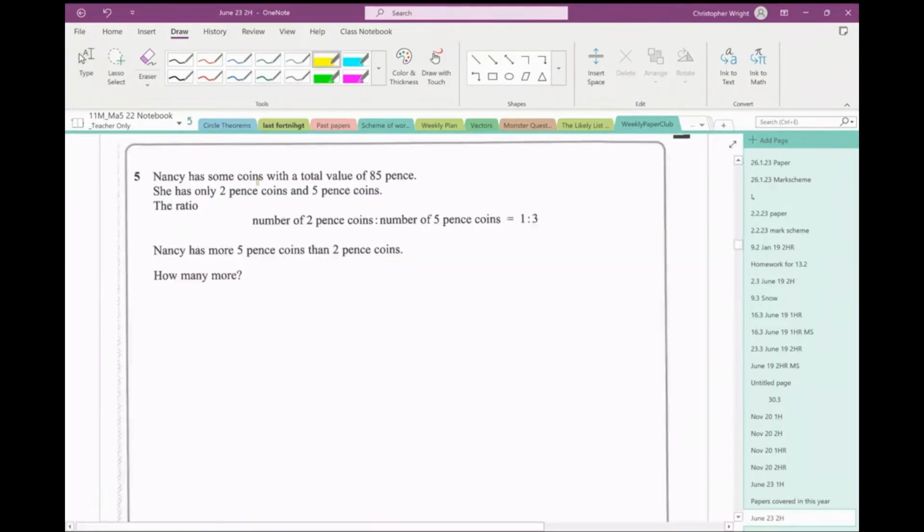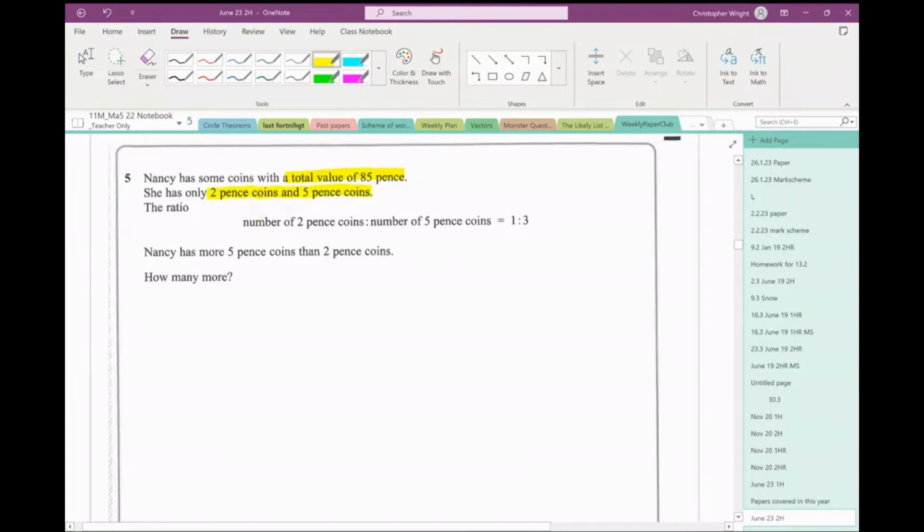Nancy has some coins with a total value of 85 pence. She has only 2 pence and 5 pence coins. The ratio of the number of 2 pence coins to the number of 5 pence coins is 1 to 3. Nancy has more 5 pence coins than 2 pence coins. Okay, how many more? Let's have a look.